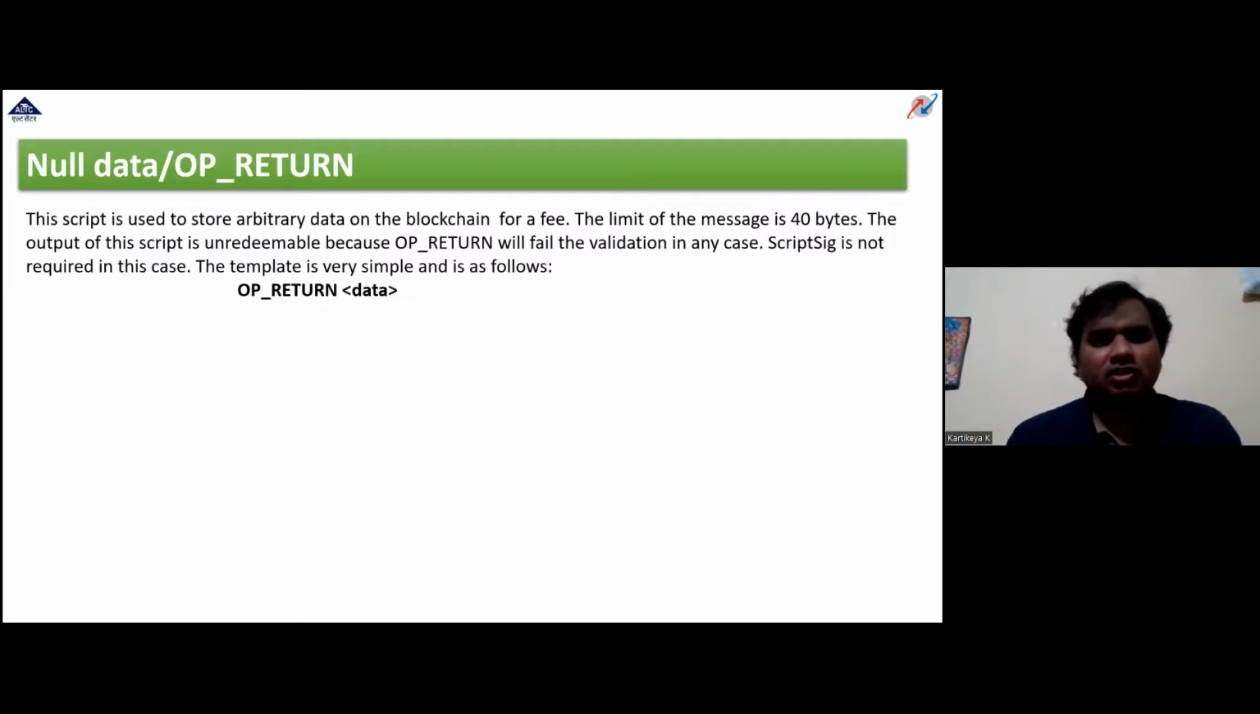The script is used for null data. The script is used to store arbitrary data on the blockchain for a fee. Suppose you want to store some data, then we use this kind of script. The limit of the message is 40 bytes. That means you can store up to 40 bytes of data. And this is the template.